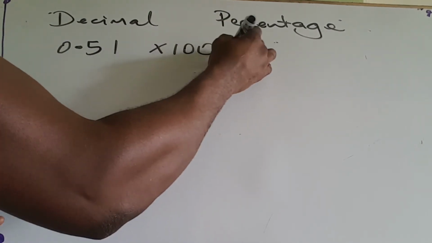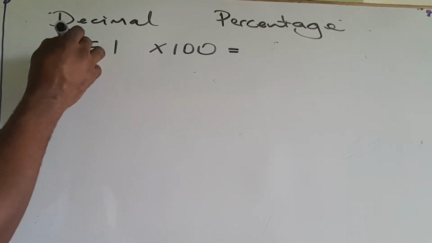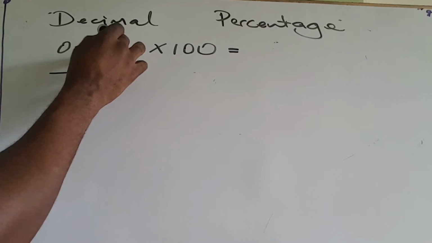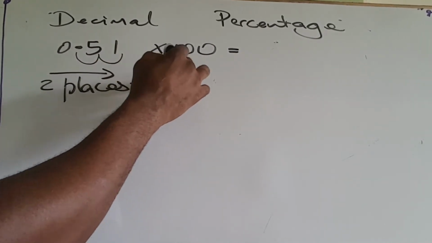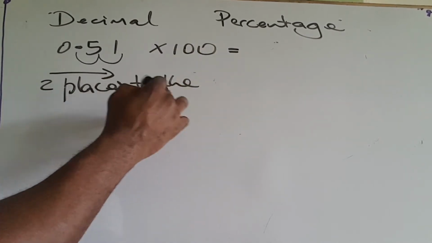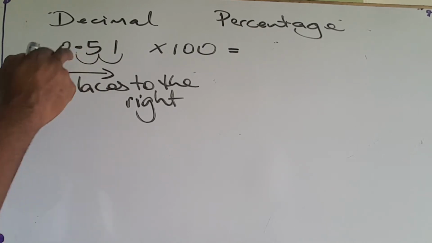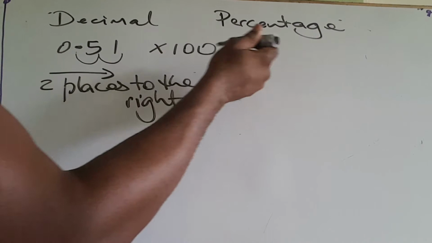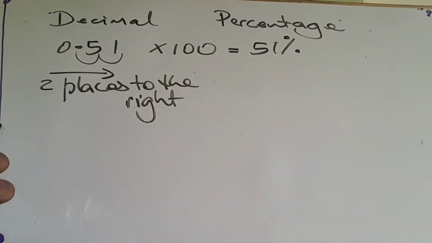When we multiply decimals by 100, we actually could use the decimal point, moving it 2 places to the right. So let's look. 0.51, if I move this decimal point 2 places to the right, because I multiply by 100, I'll get 51%. So 0.51 is the same as 51%.